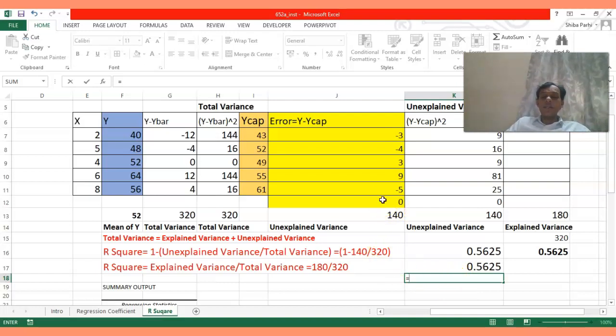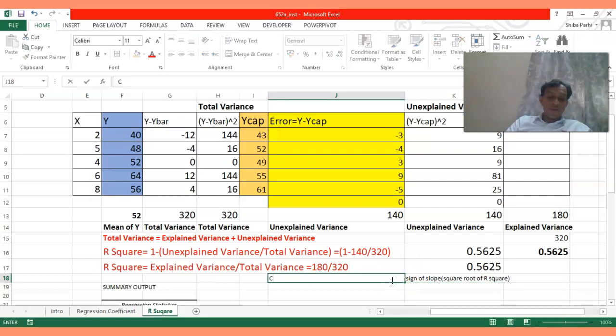If the regression coefficient is positive, then this will be positive. If the regression coefficient is negative, the square root of the r square will give you the correlation with the negative sign. So the sign of the slope or regression coefficient, together with the square root of r square, gives the correlation. So this will equal the correlation.